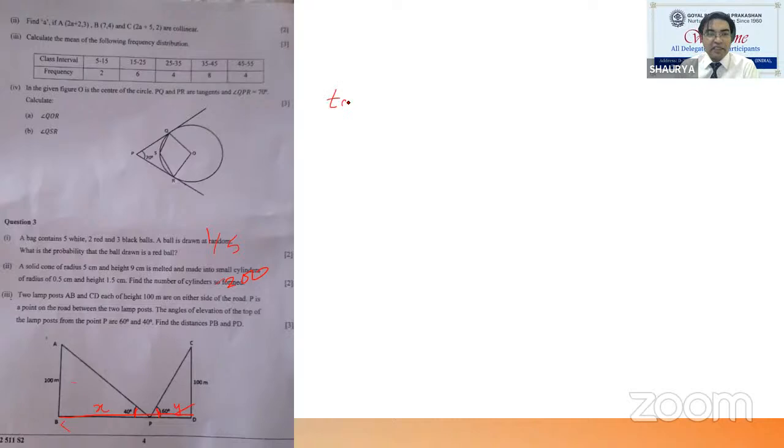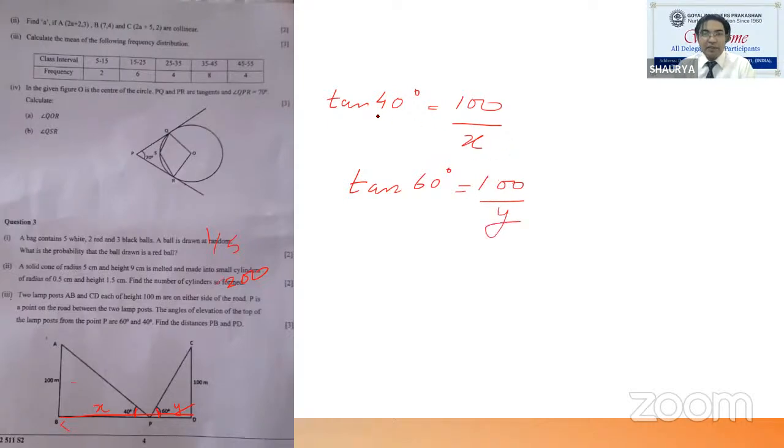In the first triangle, I can write tan 40 degrees is equal to 100 upon X, and in the second triangle, that is PCD, I can write tan of 60 degrees is equal to 100 upon Y. So obviously there might have been a misprinting. I'm not aware of it.